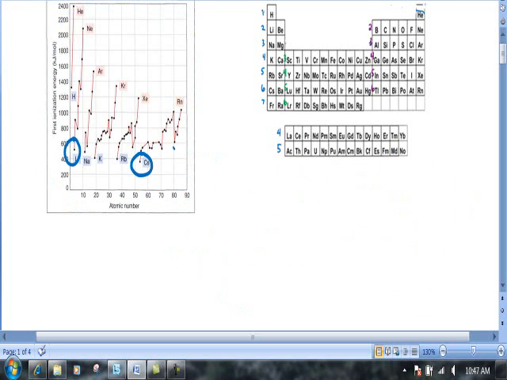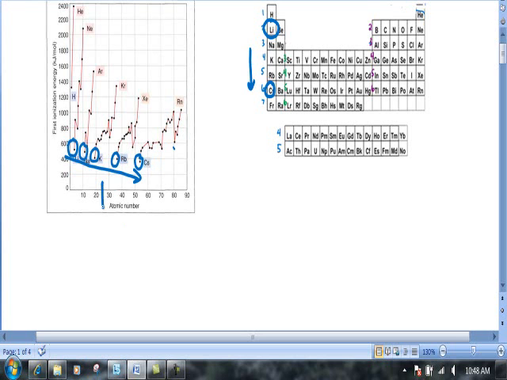A different trend appears as we move from lithium to cesium going down the periodic table. From our data for first ionization energies, we can see as we move from lithium to cesium, there's a general trend of the first ionization energy becoming less and less.